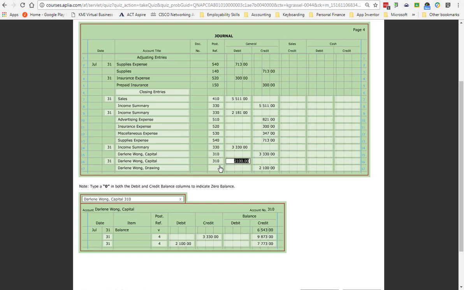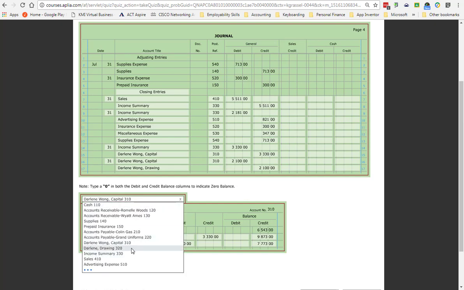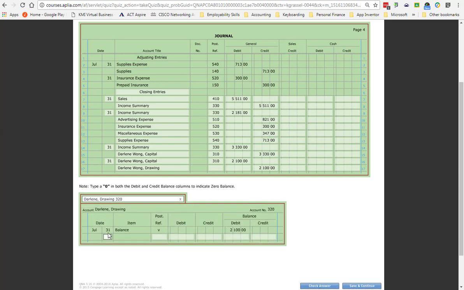Now, the whole point here is never to get capital to 0. Don't do it. You don't need to get capital to 0. Capital is part of your balance sheet, so it needs to have a balance. We do need to get drawing to 0, so that's the last one that we're posting here. Put the date here of the 31st. Post reference is going to be 4, and I'm going to credit $2,100. It'll have a 0 balance. So I'm going to put 320 back up on top.